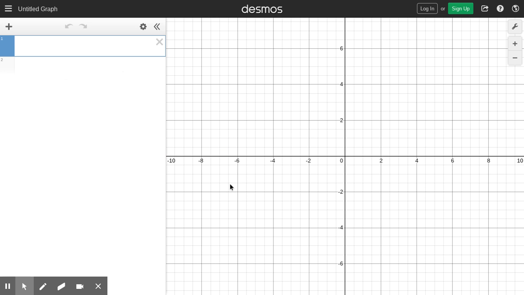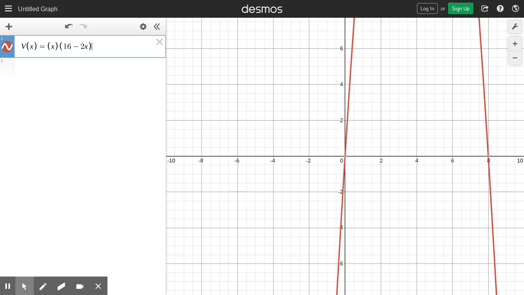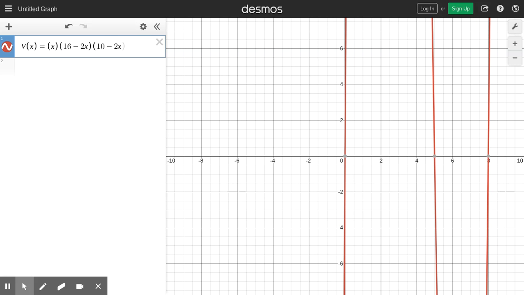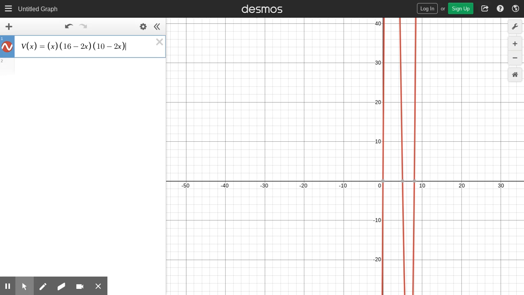Okay, and so going here, I actually think I misspoke. I think we can actually type this in function notation where we put v of x equals x times 16 minus 2x times 10 minus 2x. And Desmos is creating the graph representing our volume. So we've written this as v of x, meaning our volume equals this. And we can have a lot of volumes depending on what size of corner we cut out.